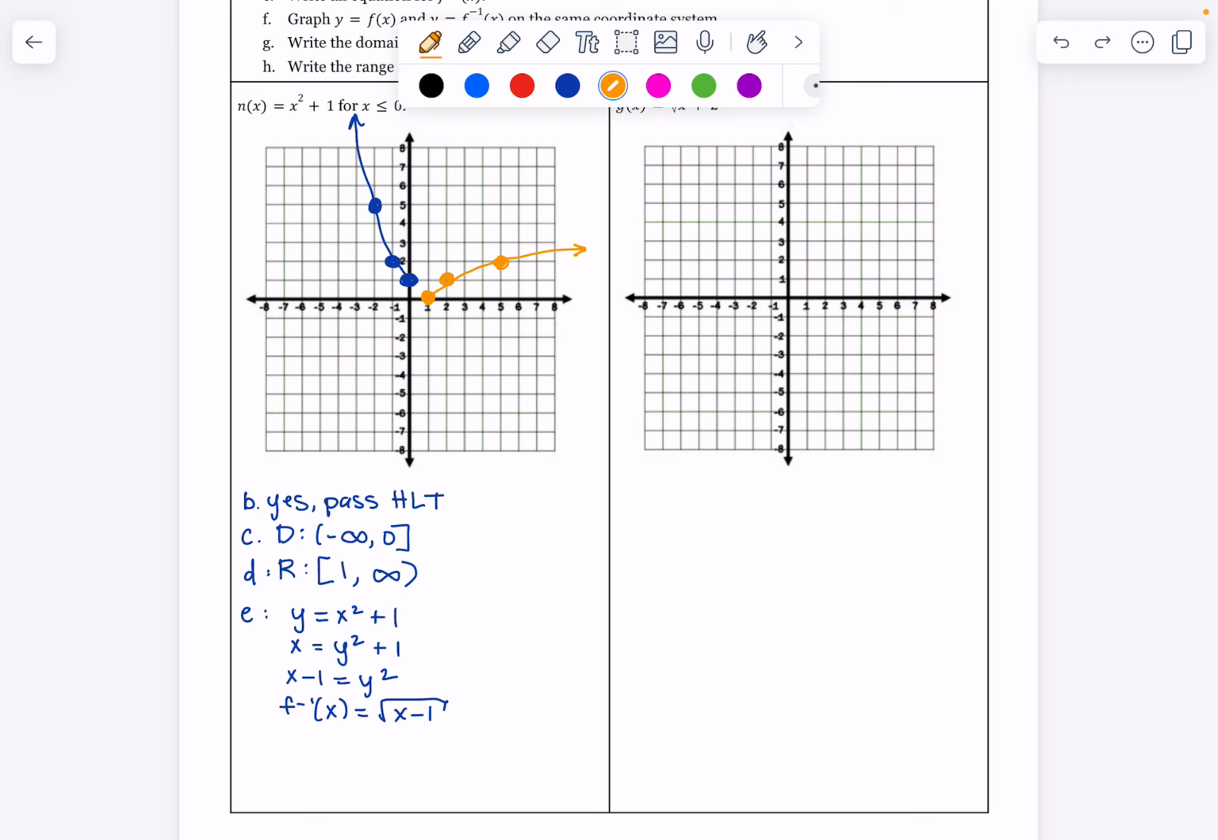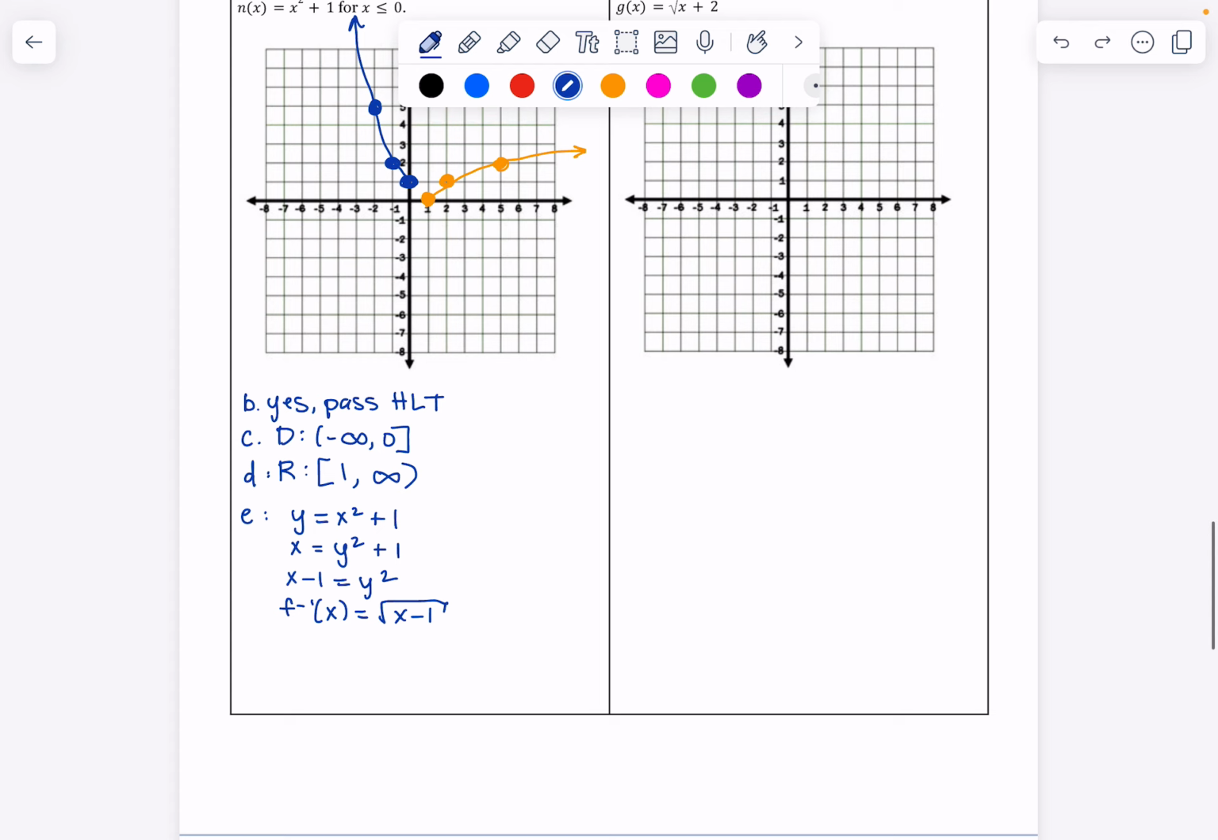All right, so that was f, and then G says write the domain, H says write the range. G, the domain for this would be 0 included to infinity. The range for part H would be also 0 to infinity.